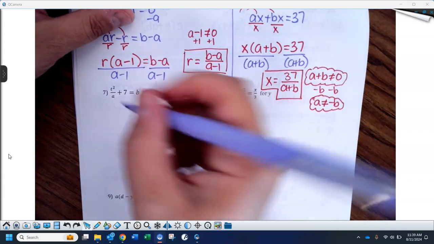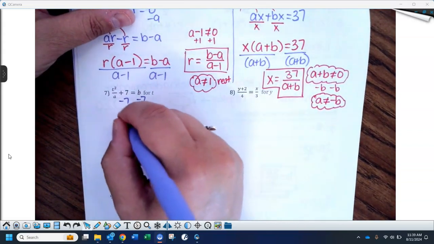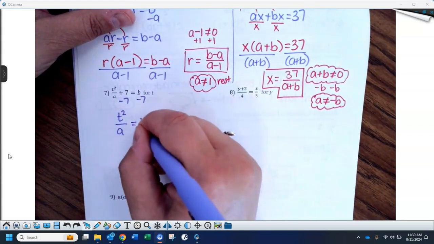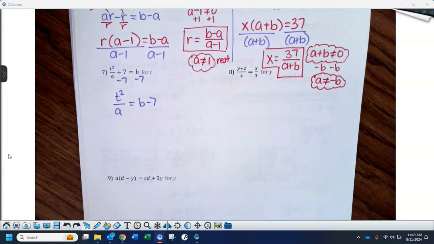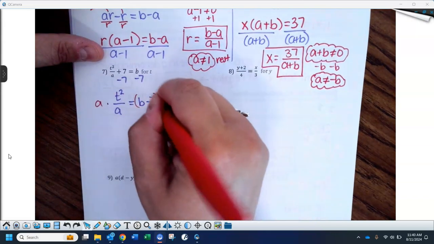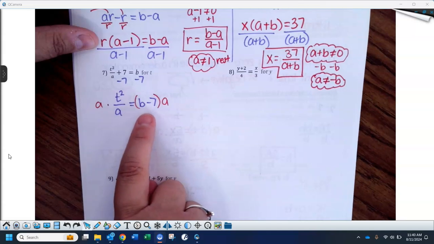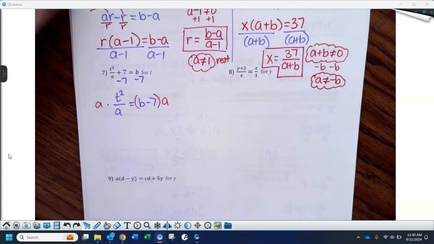Number 7 here. All right, get rid of any addition or subtraction. We're trying to get t by itself. So I've got t squared over a. I'm just going to subtract that 7, b minus 7. We don't know what b is, so we can't actually subtract 7 from it. To get the a out of the denominator, I'm just going to multiply both sides. Because I have a couple pieces here, a couple terms, both of them need to be multiplied by a, so I'm just going to put parentheses.